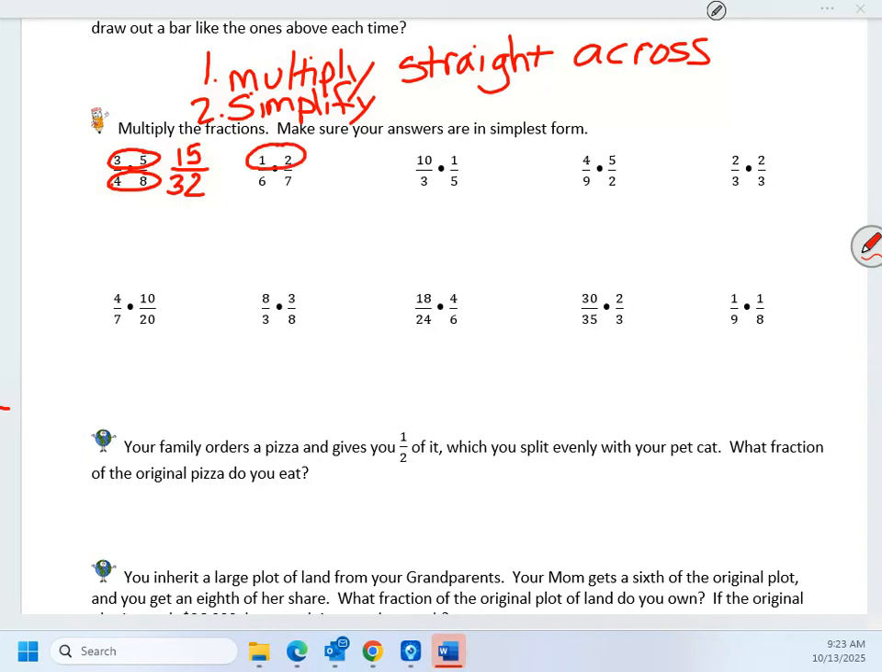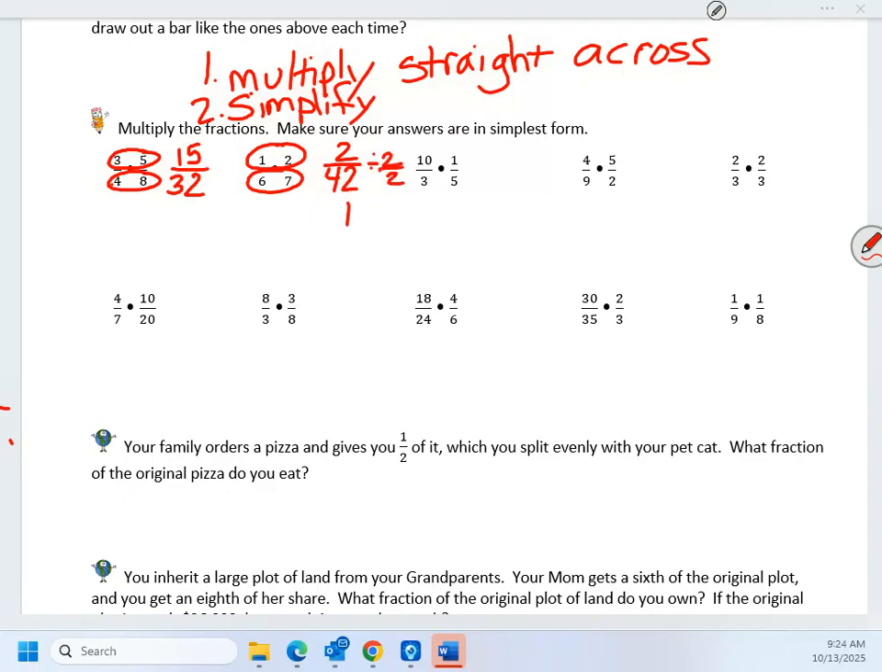I like to circle them so I remember that I am multiplying across. 1 times 2 is 2. 6 times 7 is 42. Oh my goodness, Mr. Schultz is such a visionary. 2 over 42. Can I simplify it? Joy gave me a thumbs up. What can I divide out of 2 that I can also divide out of 42, Vinny? 2. I can divide a 2 out.